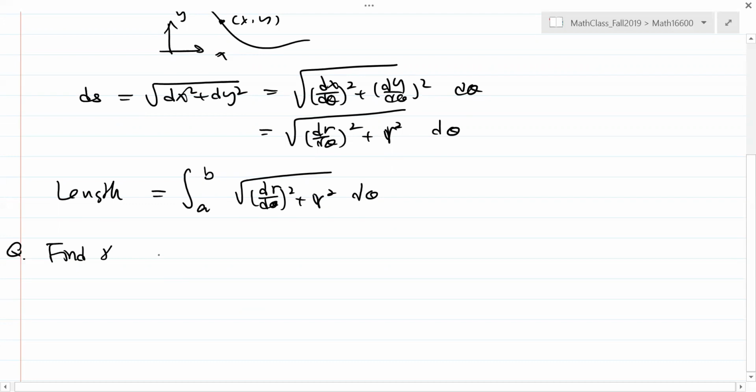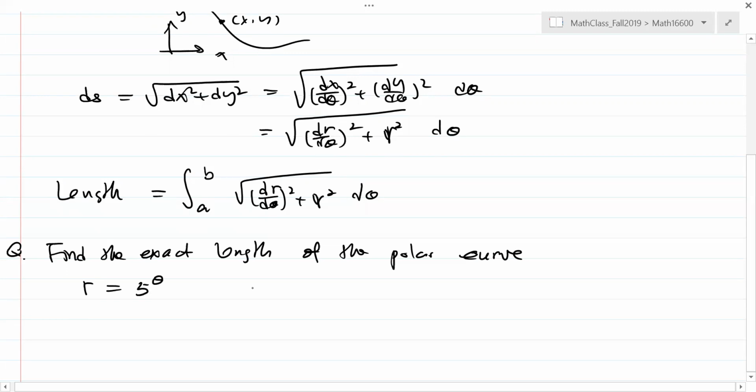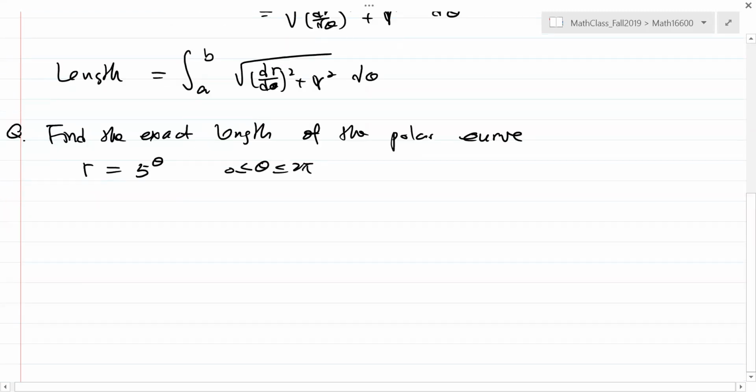Find the exact length of the polar curve. When we say polar curve, it is described by the polar equation. Okay, r is going to be 5 to the theta, theta between 0 and 2 pi. Now, how does the graph look like? Clearly, when theta increases, the radius r increases, right? So I don't need to make a table, just sketch a graph.